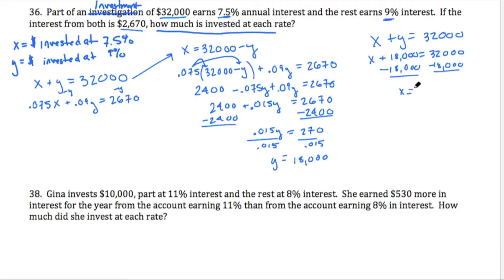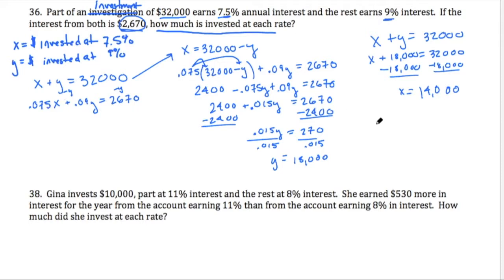And we get that x is equal to 14,000. So that's the amount we invested in the 7.5% account. If you wanted to, you could plug both of these numbers into our original equation, or you could think about it: what is 7.5% of 14,000 and what is 9% of 18,000? If you find 7.5% of 14,000 and 9% of 18,000 and add them together, you will get $2,670. So you could continue to double check by plugging the numbers into our second equation.